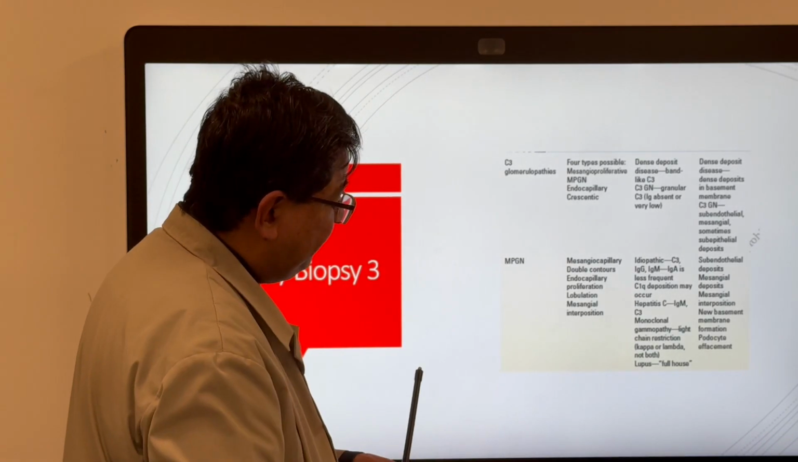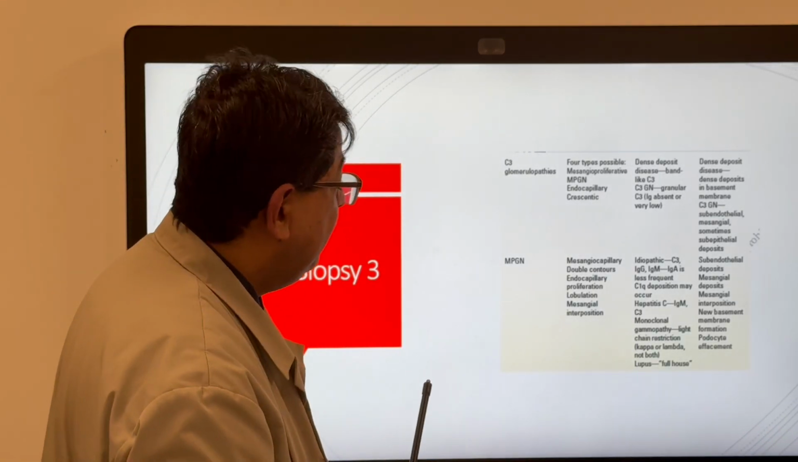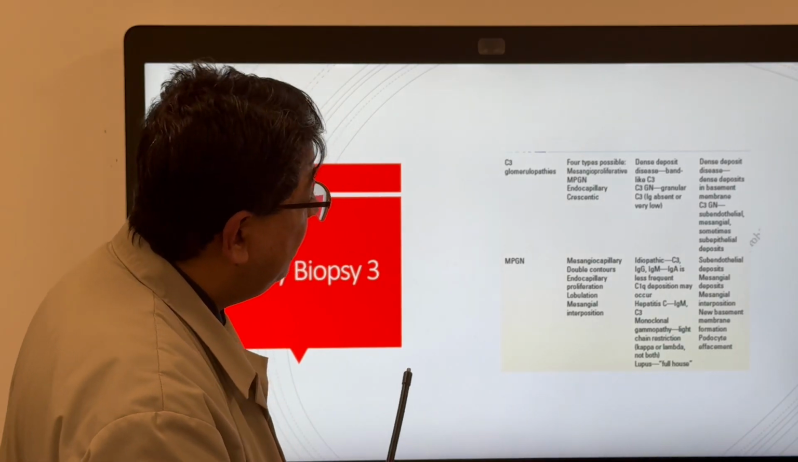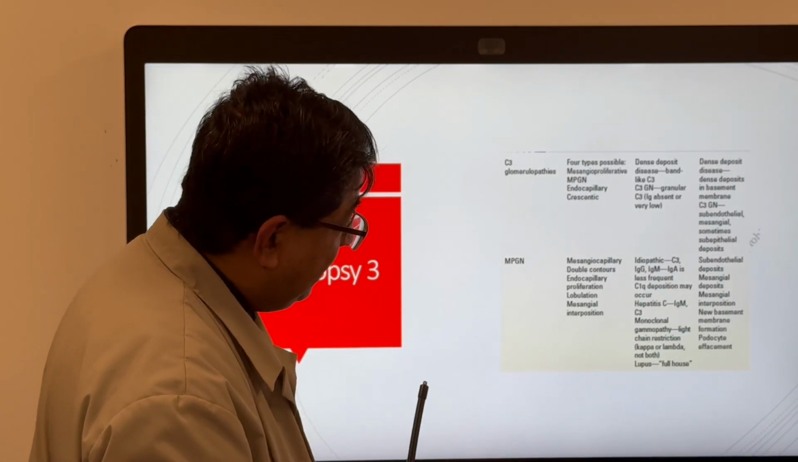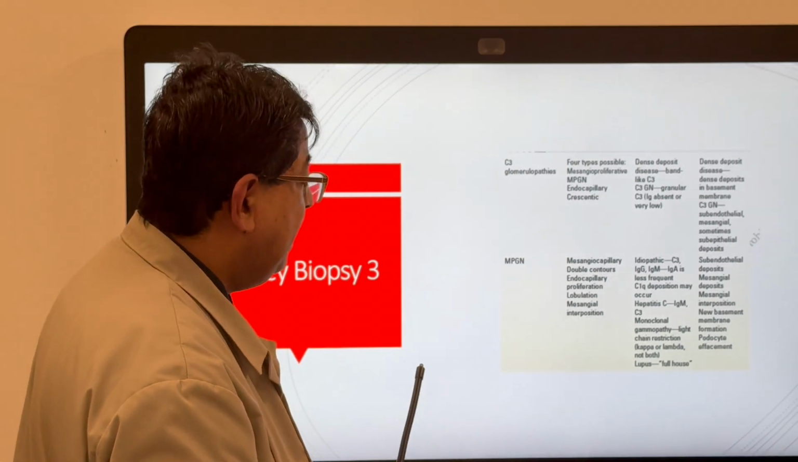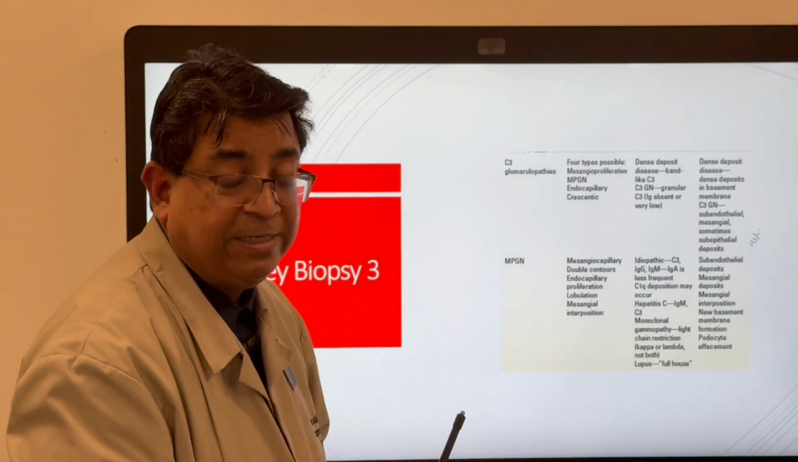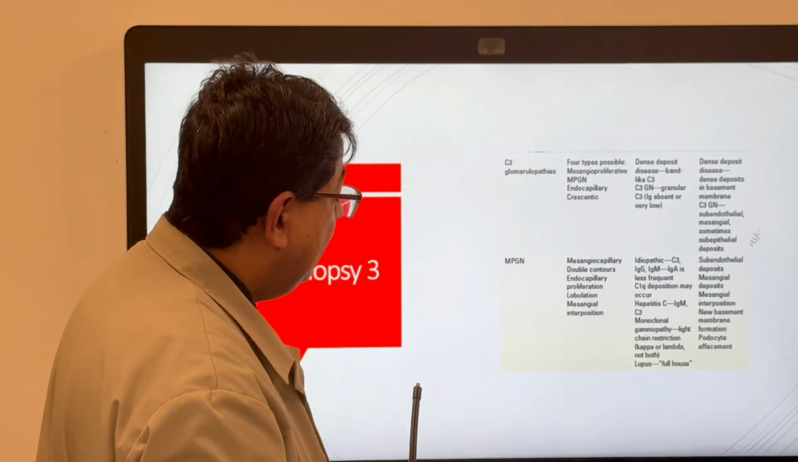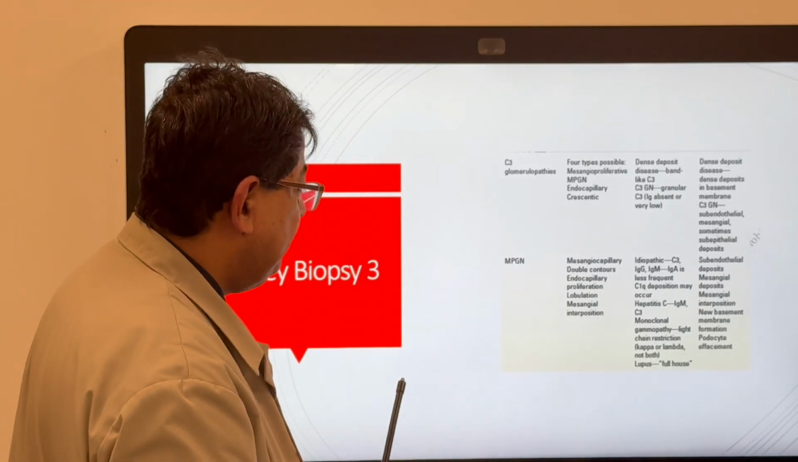Hepatitis is a common cause of an MPGN appearance. Monoclonal gammopathy is a common cause of the MPGN appearance. And here you're going to see staining for either kappa or lambda, but not both. And then lupus is actually a common cause of MPGN. And here in the immunofluorescence, of course, you're going to expect a full house staining if lupus is indeed the reason for the MPGN appearance.